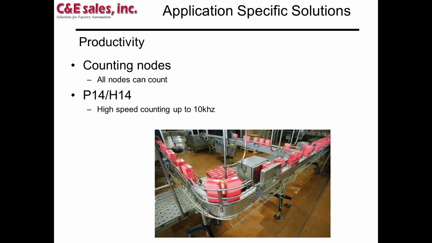Also in productivity are counting nodes. In addition to that TL70 that has the built-in counter, there's this P14 and H14 counting nodes. You see the conveyor there below, so it's geared for product counting out in the field wirelessly. And the counter is within the node, so we're not updating these to the gateway any faster, but the node is keeping up with the count locally and then transmitting that to the gateway on request.